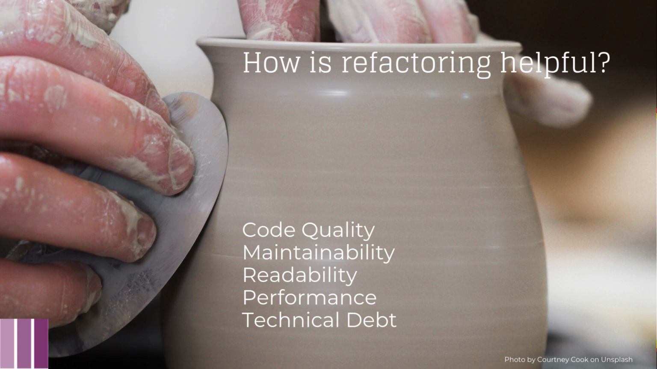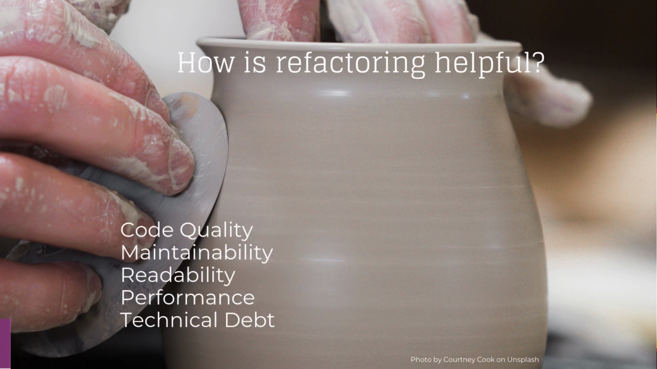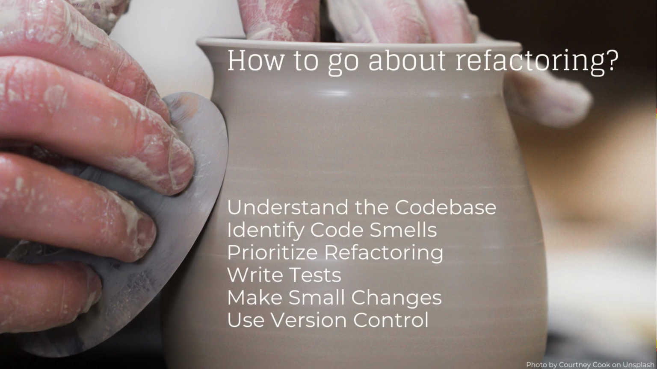Refactoring often involves making the code more readable and understandable, which is crucial for collaboration among team members. In some cases, refactoring can lead to performance improvement by optimizing algorithms or data structures. It also helps in reducing technical debt, which is the cost of postponing necessary work on the code. How should you go about refactoring?